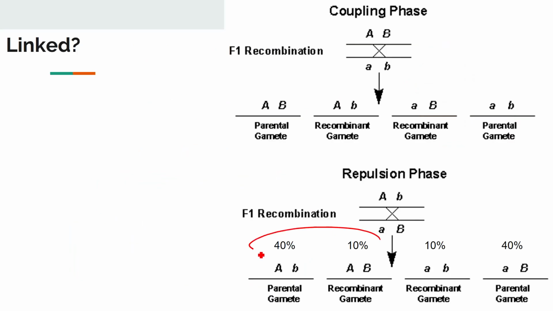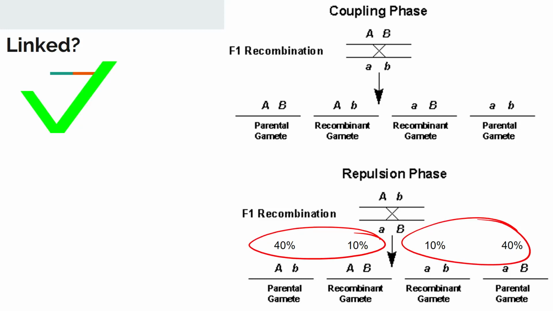So if you were to see these kinds of percentages, that's when you should go, that's linked, right? We're seeing 40% and 40% of the non-recombinant or parental genes, and we're seeing 10% and 10% of the recombinant genes. First of all, if you see the word recombinant, you already know we're talking about linked genes. But even if it didn't say parental and recombinant, you should still be able to go, 40% and 10% is a pretty big gap, right? And so a total of 80 and 20, that's a significant gap. Those are probably linked, okay?